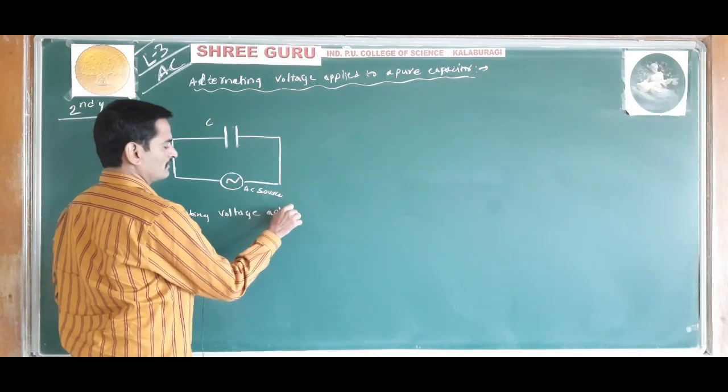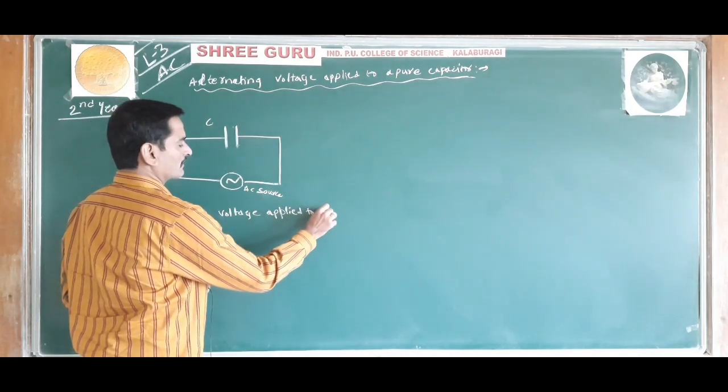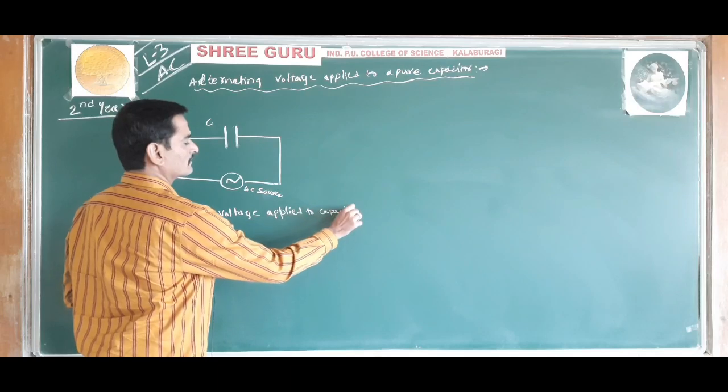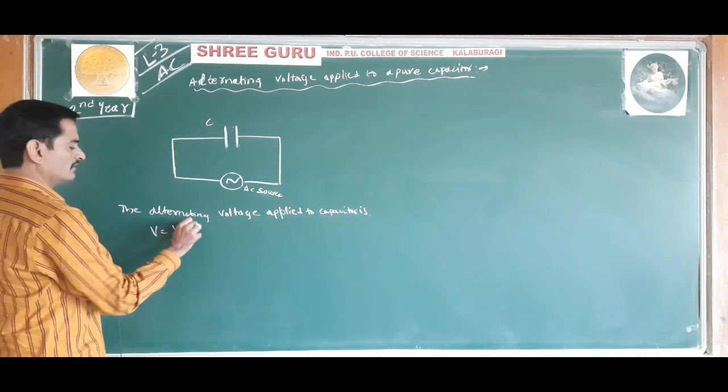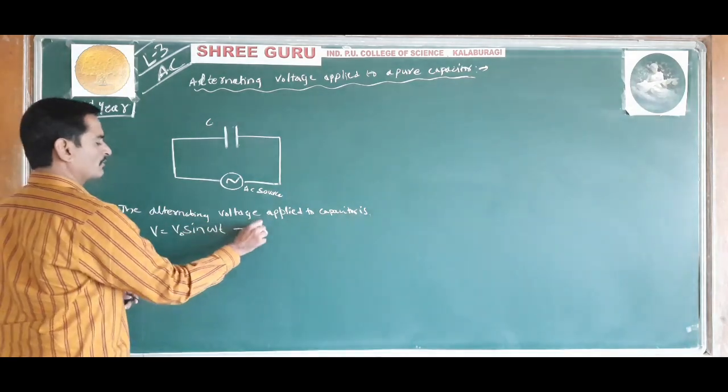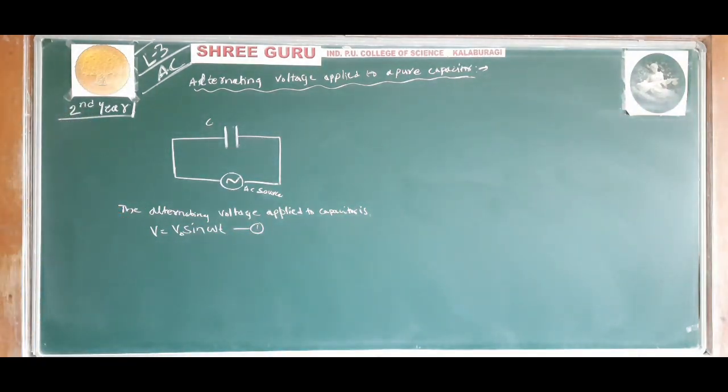So the alternating voltage applied to the capacitor is given by V equals V naught sin omega t. Call that equation number 1.